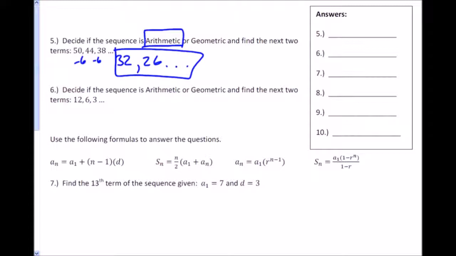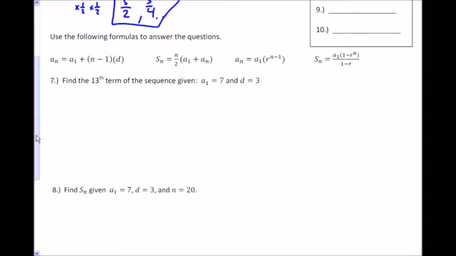For the next one, we want to decide the same thing. And really, it looks like I'm dividing by 2 each time here. So really, I'm multiplying by 1/2 each time. And since I'm multiplying by the same thing each time, it means this one is geometric. And if I want to find the next two terms, I'll just multiply by 1/2 again. That's going to give me a 3/2 and then a 3/4. And that's it. Those are my next two terms.